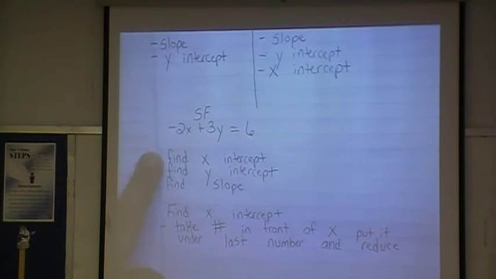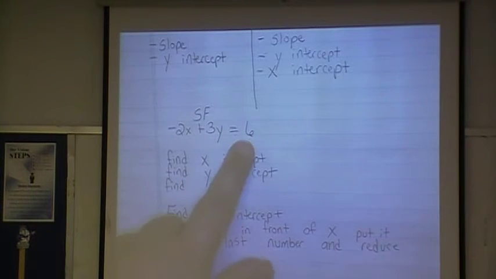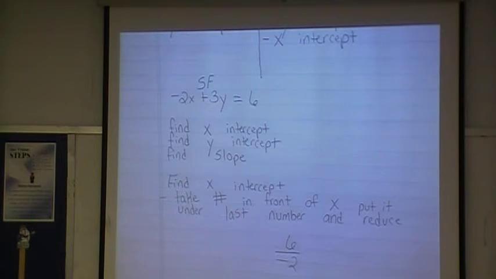So if I look at our equation, negative 2x plus 3y equals 6, the number in front of x is negative 2. The last number is 6. I'm going to take that negative 2, put it underneath my last number, and reduce. Well, 6 divided by -2 is -3. So my x-intercept is -3.